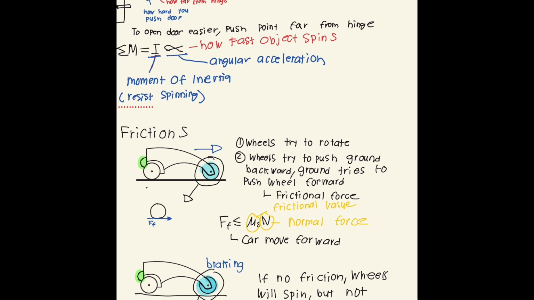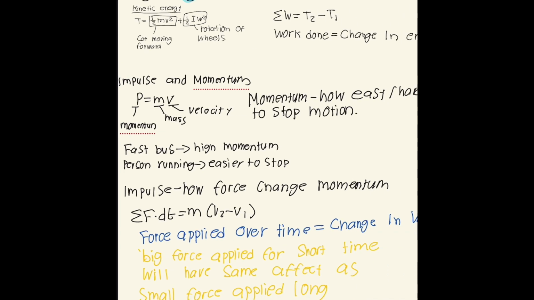If, let's say, there is no frictional force, then the wheels can spin as fast as they can, and it will still not move the car. So you do need a frictional force to move a car forward.